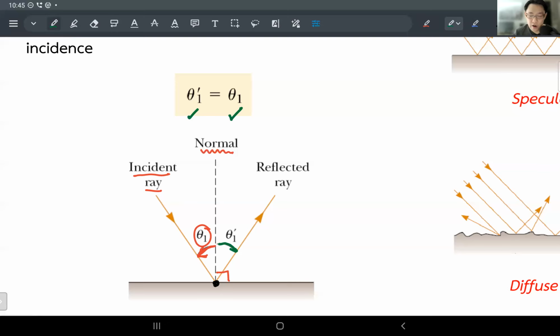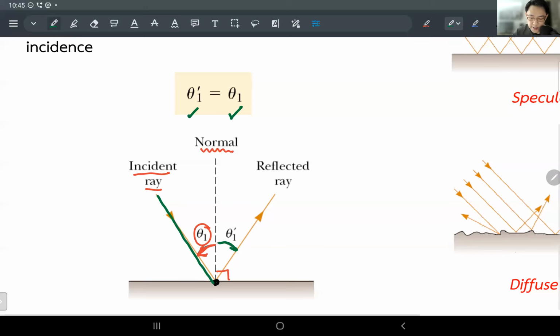However, just to make sure, when you have a law of reflection, the reflection must happen on a plane. You will never get reflection out of the plane. So just to make this law perfect, this reflected ray and the normal line itself must be on the same plane. That is a property of this law of reflection.